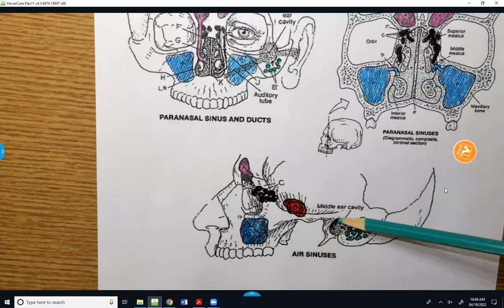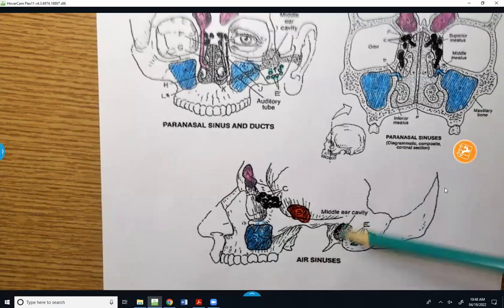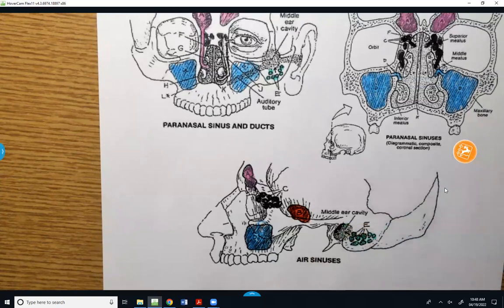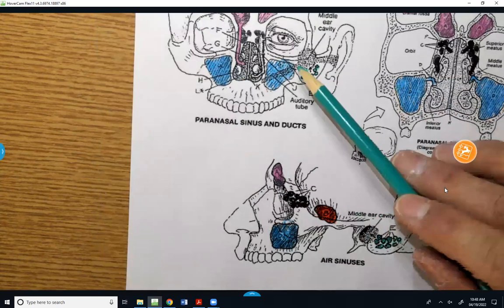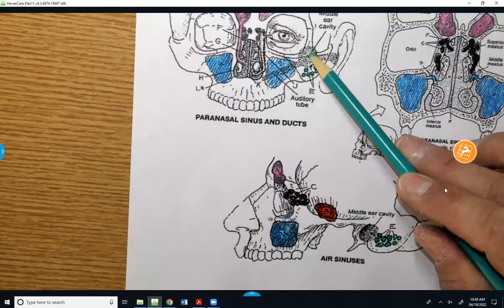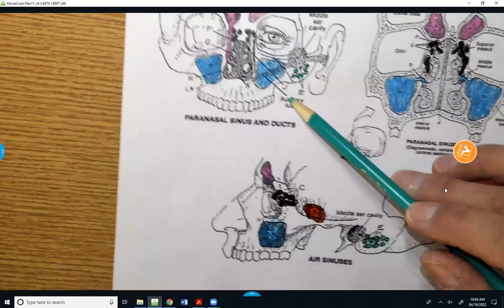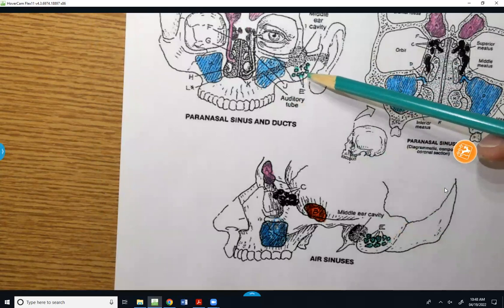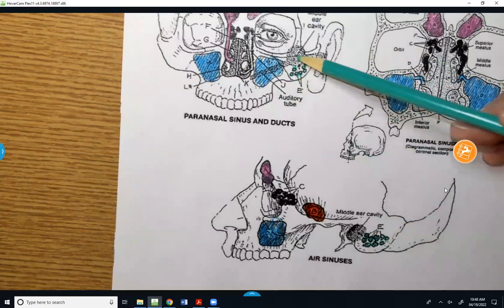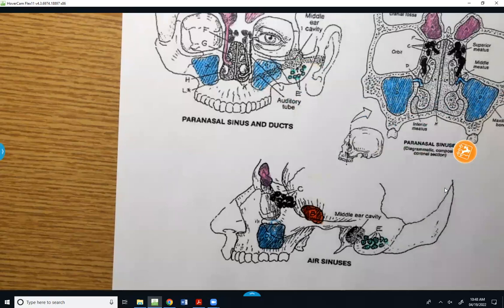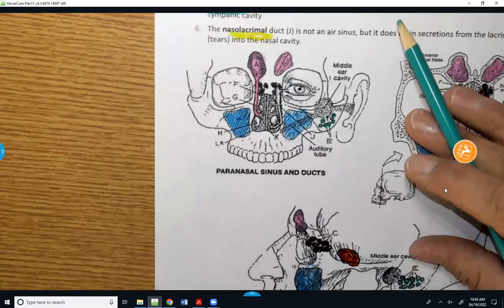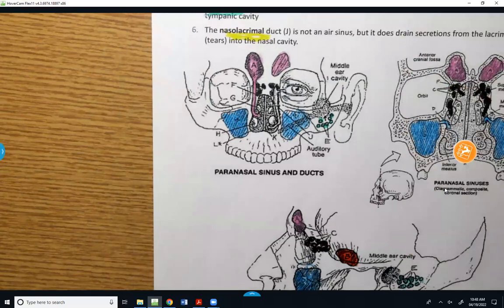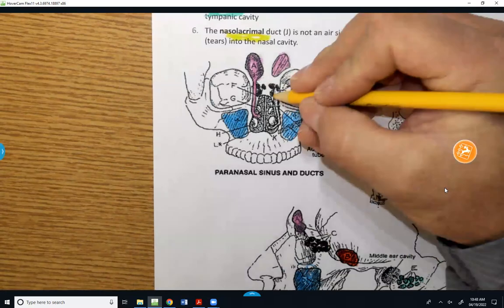They connect to your middle ear cavity, which obviously does not have anything to do with your nose. But if you remember, there is a tube that connects your middle ear cavity to your nasopharynx, and that's the auditory or eustachian tube. So it's very indirect, but there is a connection. They connect to the middle ear. Auditory tube connects to the nasopharynx. Nasopharynx connects to the nose. So it's a connection, but really not a true connection.